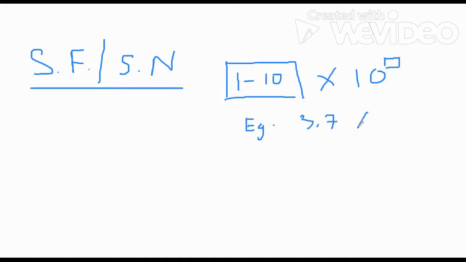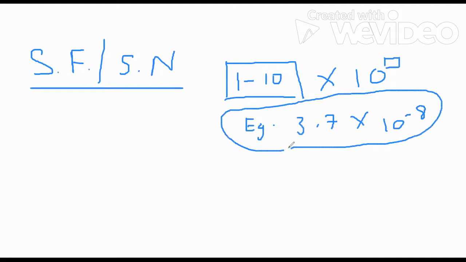3.7 times 10 to the negative 8. So this would be a representation of a very small number. So 3.7, write 3 properly. So this is our standard form. This is how your answer should look. Everybody understand the form?